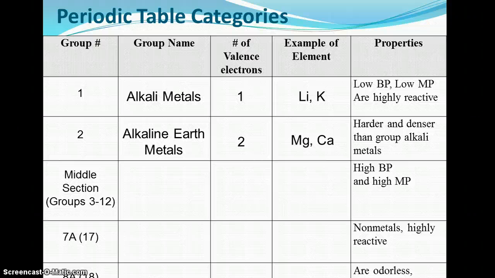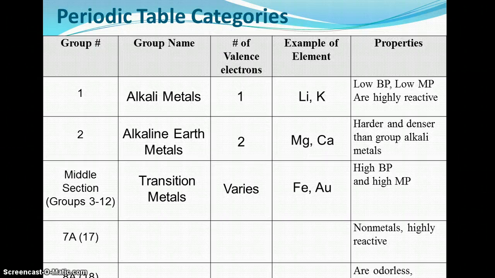The middle section, groups 3 through 12, are called the transition metals. This is the only group that we're going to talk about today that consists of more than one group. Since the number of valence electrons are told to us by the group number on the periodic table, the number of valence electrons for the transition metals are going to vary or change depending on which group they are in. Examples of elements in this group or category are iron and gold. They have high boiling points and high melting points as well.